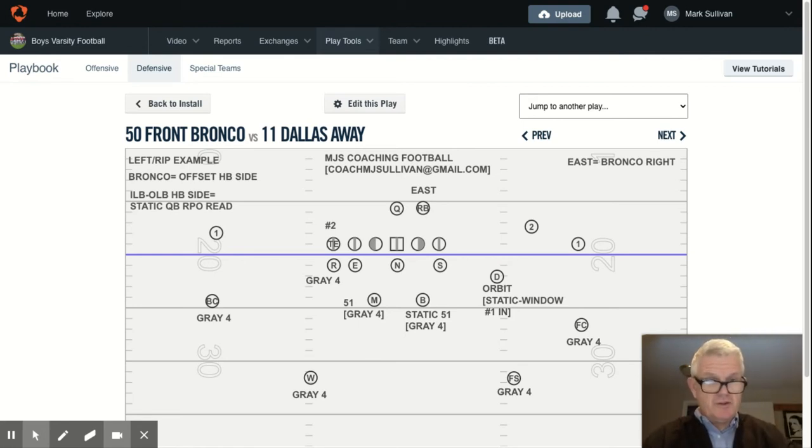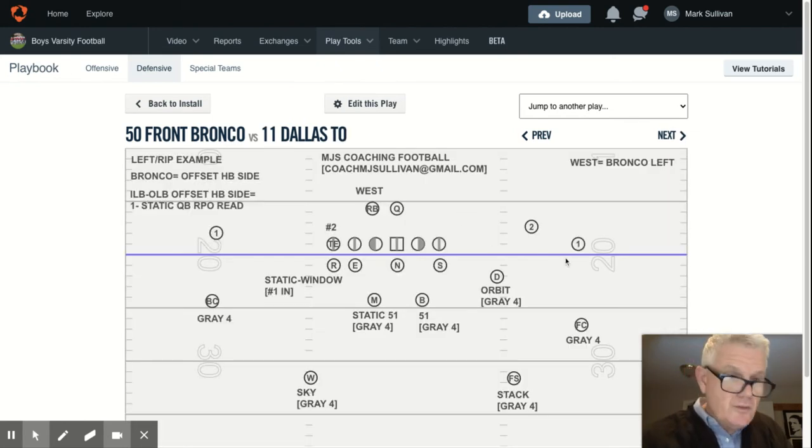Again, it's association with the way we name things and call it. We want to associate the tweak in coverage, Bronco, to the side of the back. So in this case, East is Bronco right, and East happens to be away from a tight end in 11 personnel, which is the rip side, where the dime's going to be. In the next slide, same formation, left rip 11 personnel, but the back is west, on the side of the rover. So now he's the static guy.